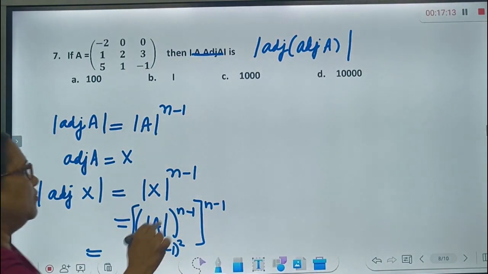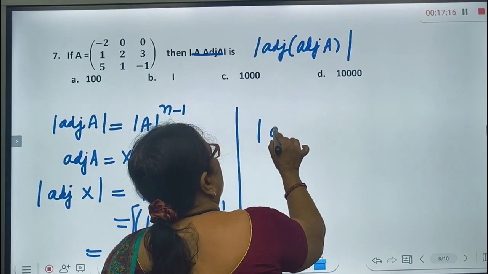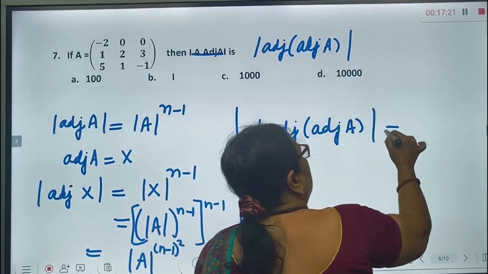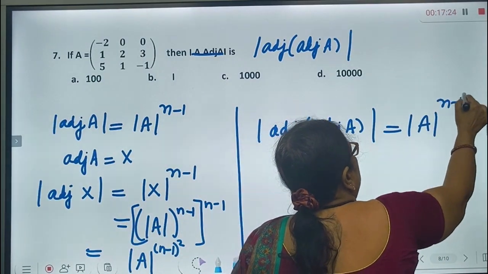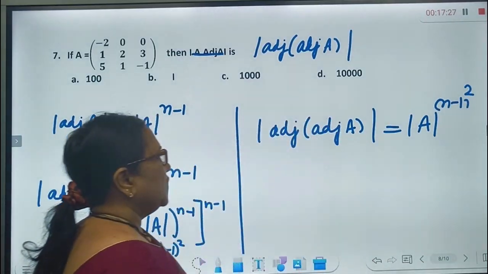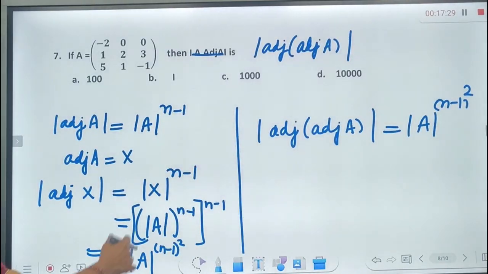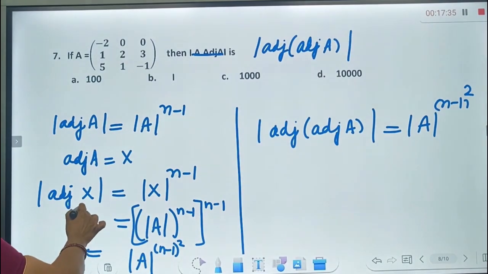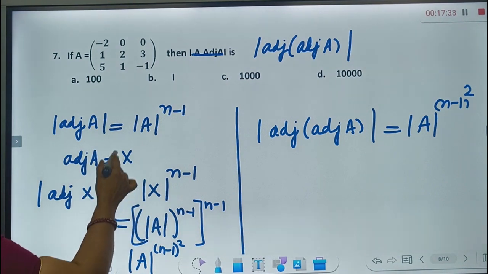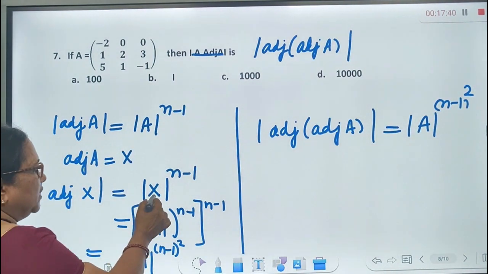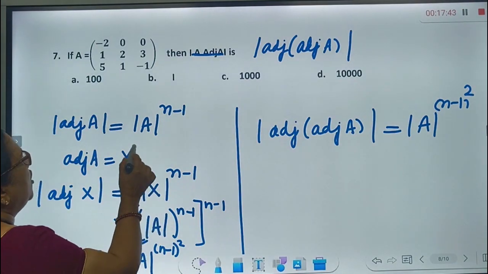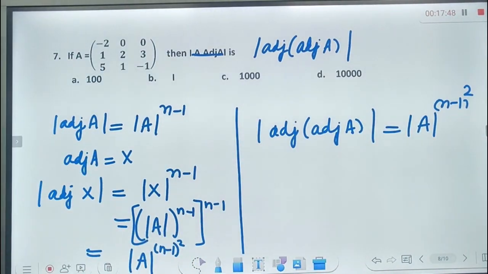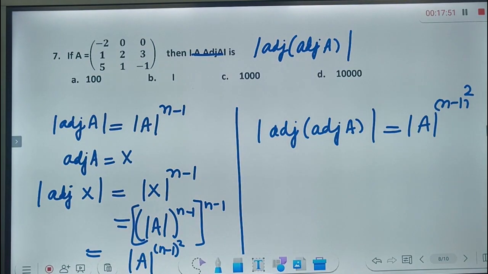So please remember this as a formula. Determinant of adjoint of adjoint of A will be determinant of A to the power n minus 1 square, where n is the order of the matrix A. I just showed how you get it. Adjoint of A I have kept as x, so determinant of adjoint of x will be determinant of x to the power n minus 1. Now determinant of x is nothing but determinant of A to the power n minus 1, and outside there is another n minus 1. So you get determinant of A to the power n minus 1 square.